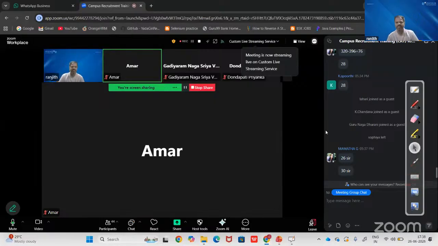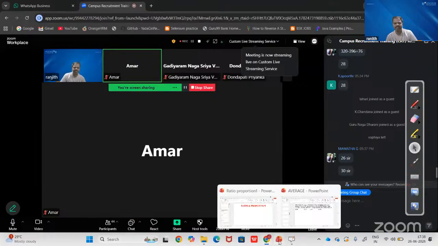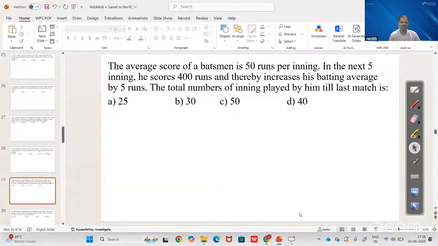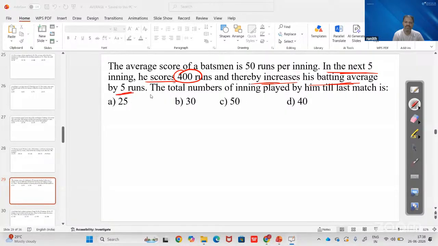Yes, 36. Answer is 36. So just look here: the average score of a batsman is 50 runs per innings. In his next five innings, he scored 400 runs, thereby increasing his batting average by 5 runs. The total number of innings played by him till the last match.